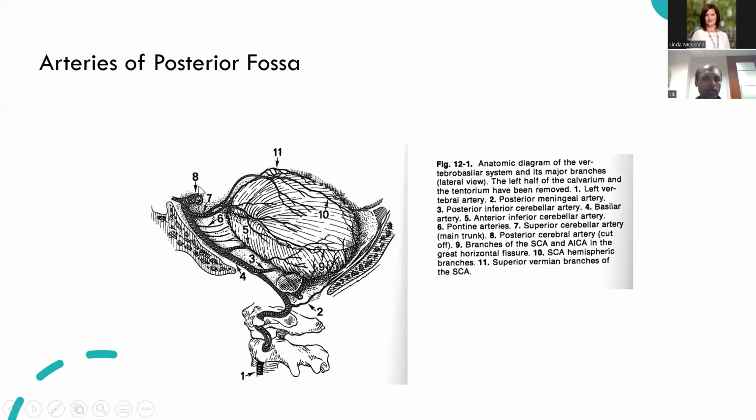This is a lateral view looking at the posterior fossa. Number 1 is the vertebral artery coming through the foramen. 2 or 3 is PICA. The first branch of the vertebral artery before it becomes the basilar is PICA, or the posterior inferior cerebellar artery. 4 is the basilar, 5 is the anterior inferior cerebellar artery, 7 you can see is the superior cerebellar artery, and 8 is the PCA, or posterior cerebral artery.